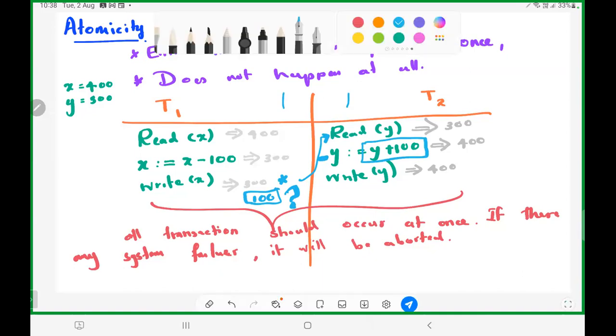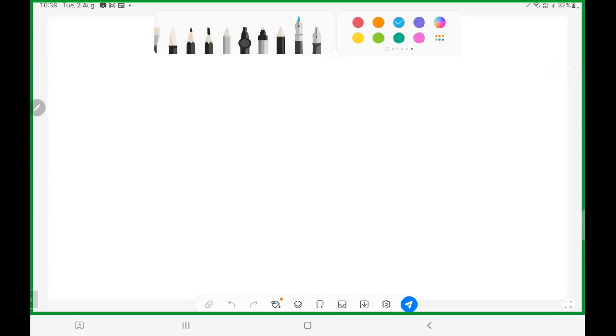Let's move to the next one. It is consistency. C for consistency. Consistency means correctness.